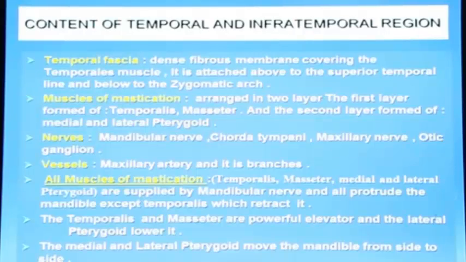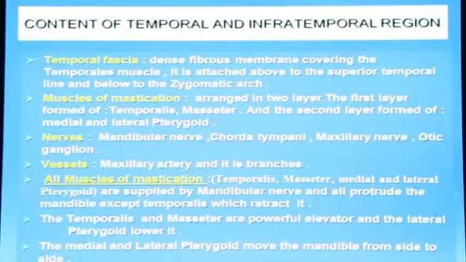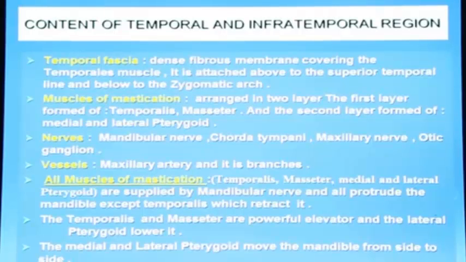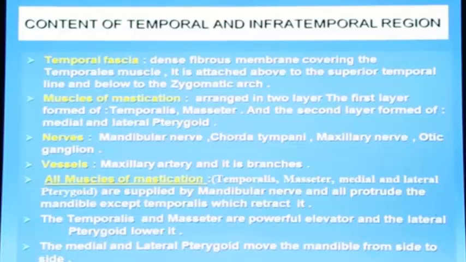2. Muscles of mastication. They are arranged in 2 layers. The first layer is formed of temporalis and masseter, and the second layer is formed of medial and lateral pterygoid muscles. 3. Nerves: mandibular nerve, chorda tympani, maxillary nerve, as well as otic ganglion. 4. Vessels: maxillary artery and its branches.